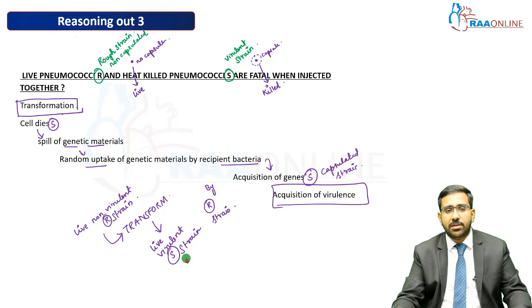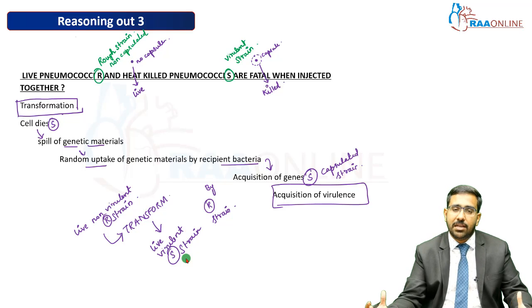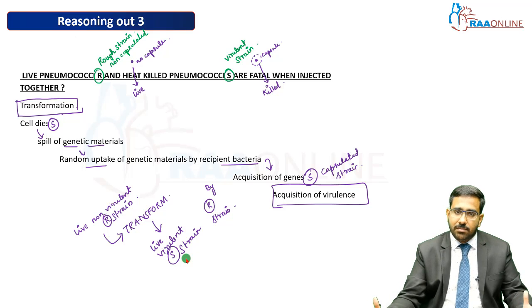So here the live pneumococci, which was a rough and non-virulent strain, acquires the gene from the dead virulent strain, and acquires virulence. They harbor that virulent strain and kill the mouse.